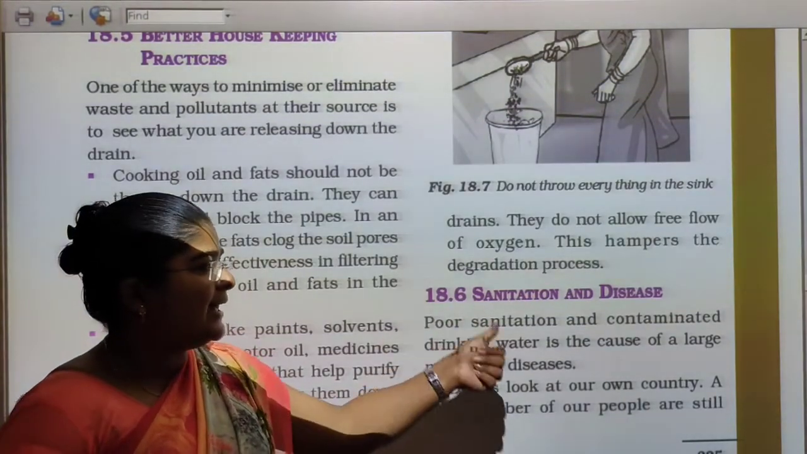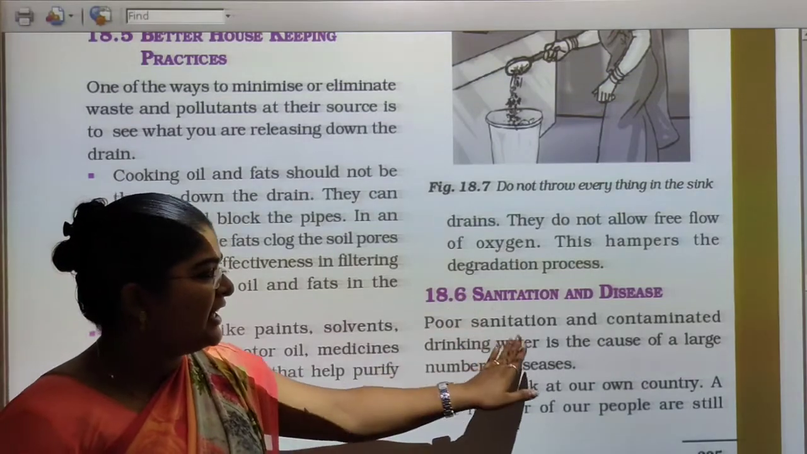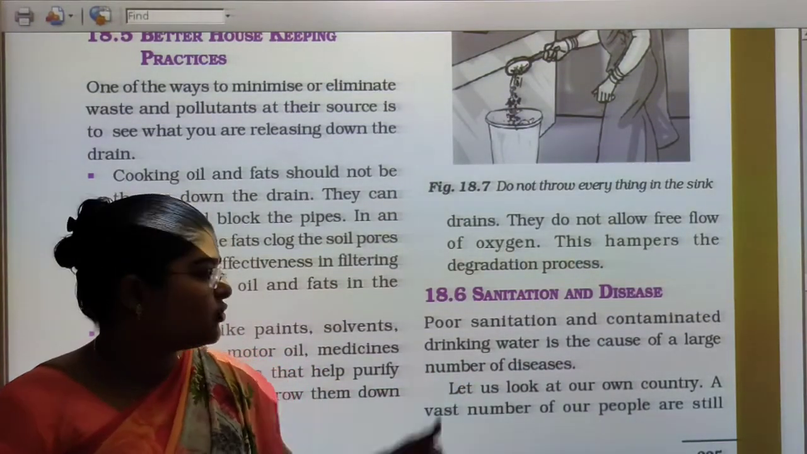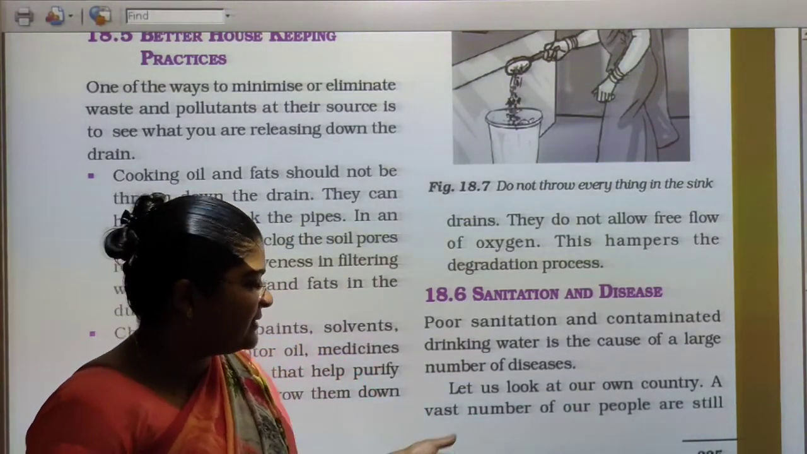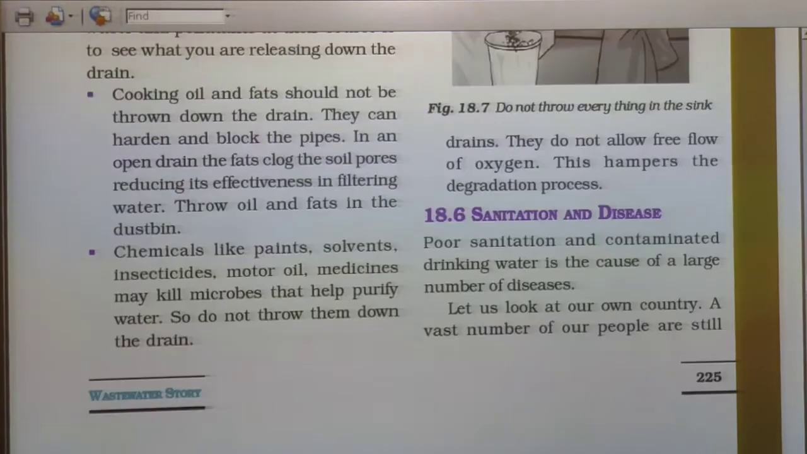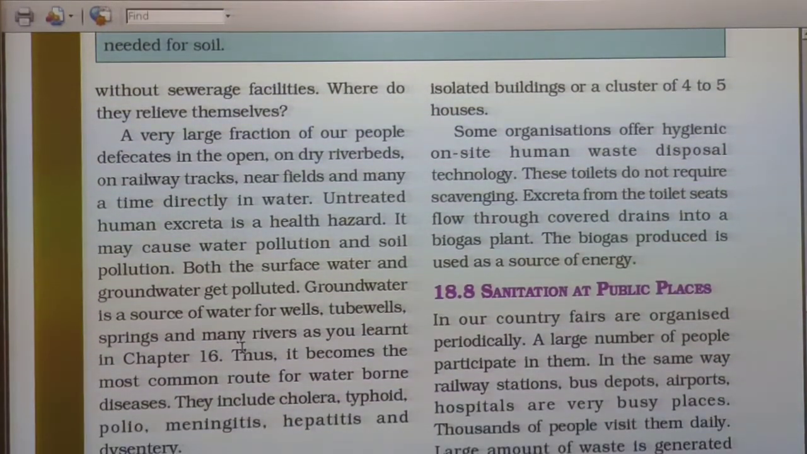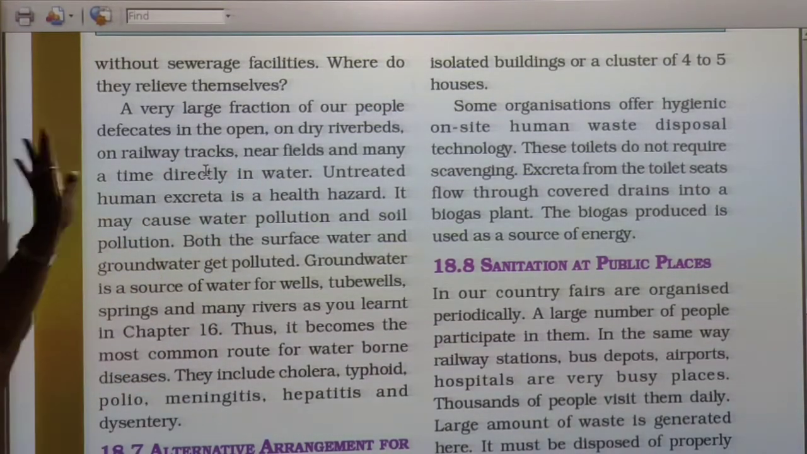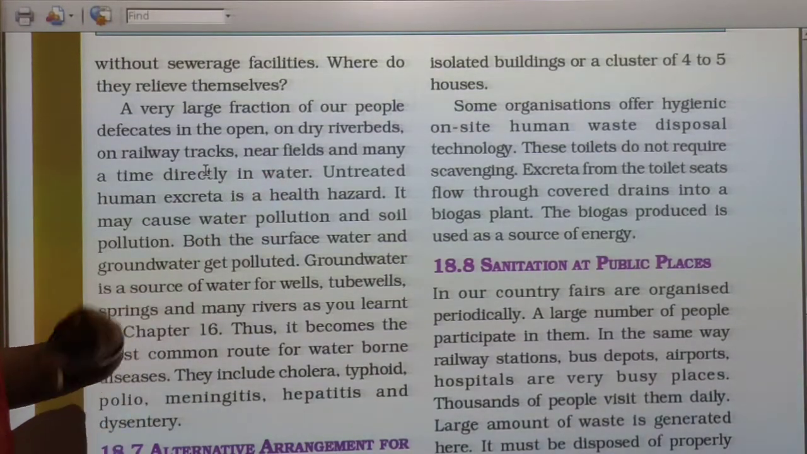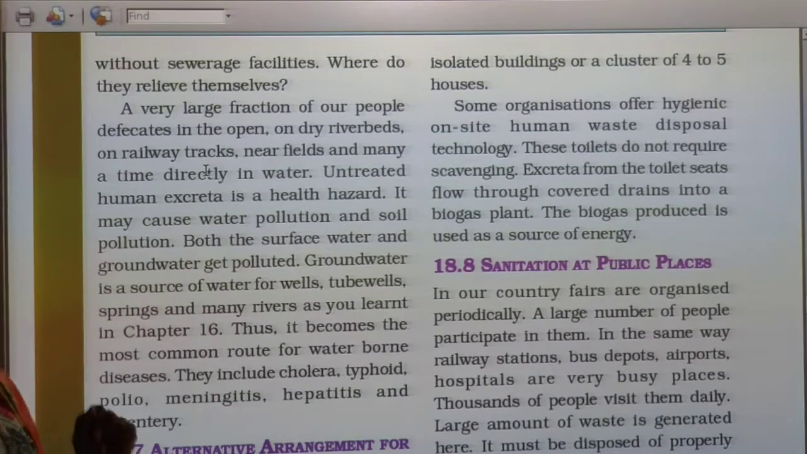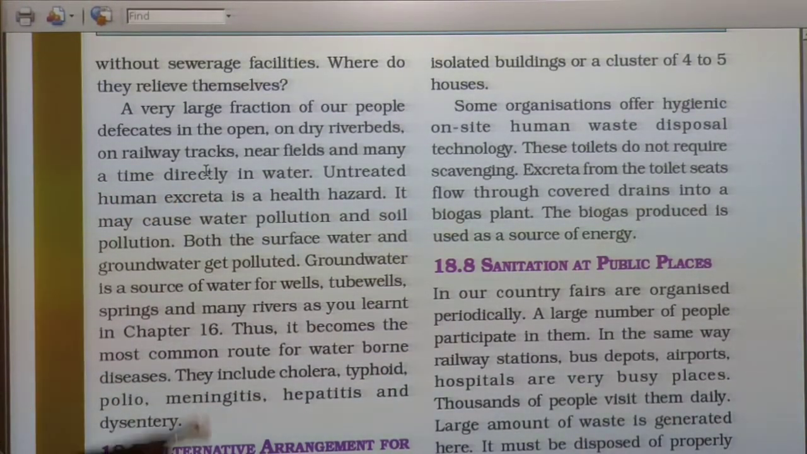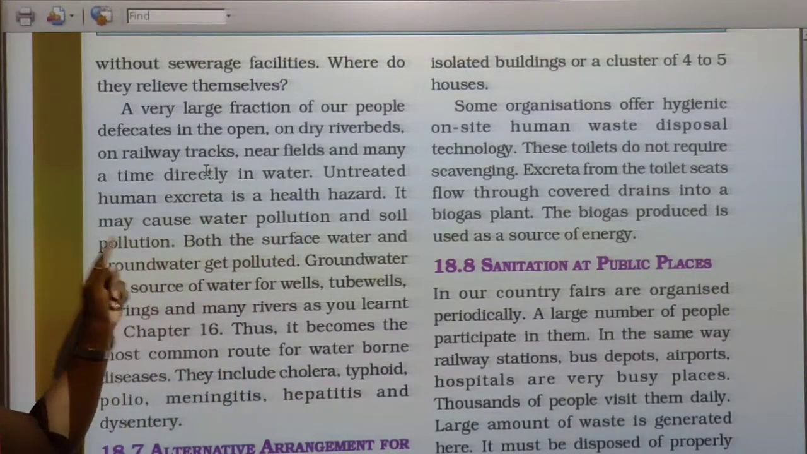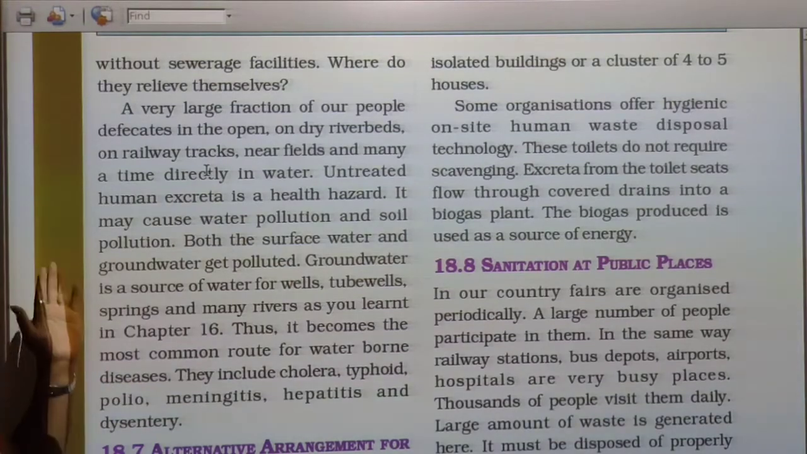Next topic, sanitation and disease. Poor sanitation and contaminated drinking water are the cause of a large number of diseases. So let us look at our own country. A vast number of our people are still without sewerage facilities. Where do they relieve themselves? A very large fraction of our people defecate in the open, on dry river banks, on railway tracks, near fields, and many a time directly in water. Untreated human excrement is a health hazard. It may cause water pollution and soil pollution. Both the surface water and soil groundwater get polluted.